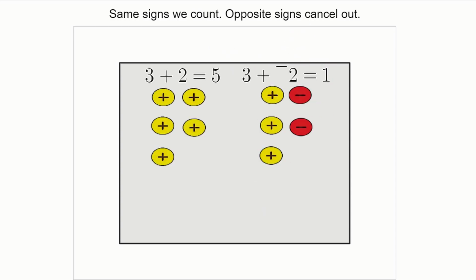So when adding positive and negative integers, when we're adding chips of the same colors, we can just count them up. 3 plus 2, we count that up, we have 5. And if we're dealing with opposite chips, chips with a different sign, we know that they're going to cancel each other out. And whatever's left over is going to be our answer. So same signs we count, opposite signs we cancel out.